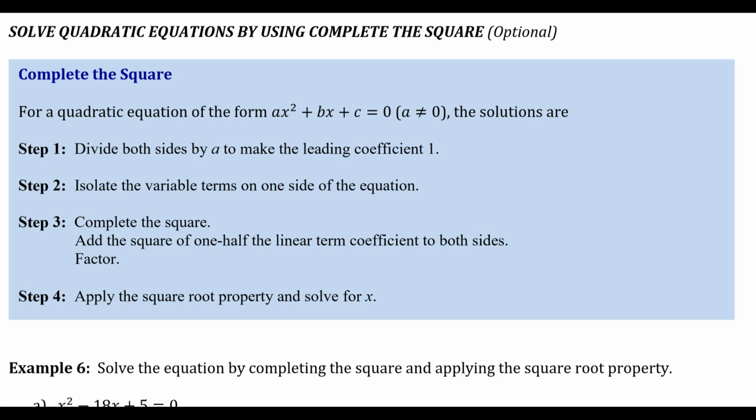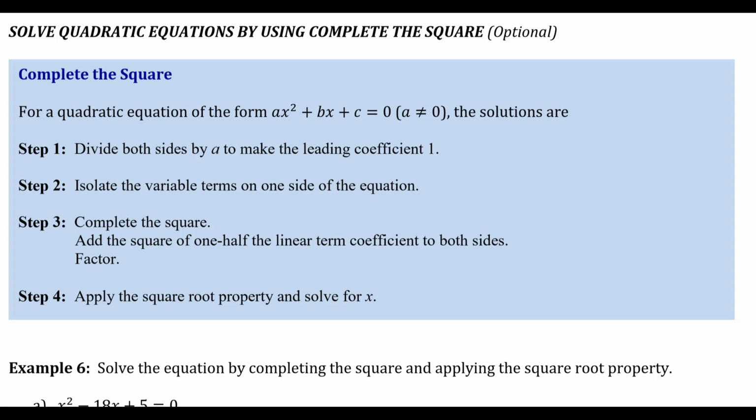So we still have it set up in ax squared plus bx plus c equals 0 form. What I'm going to do is I need to get the a to be a 1. So I need a leading coefficient of 1. So I'm going to divide everything, all terms, by the a to get this x squared by itself. Then I'm going to isolate the variable terms, meaning these two terms, on one side of the equation, putting my c to the other side.